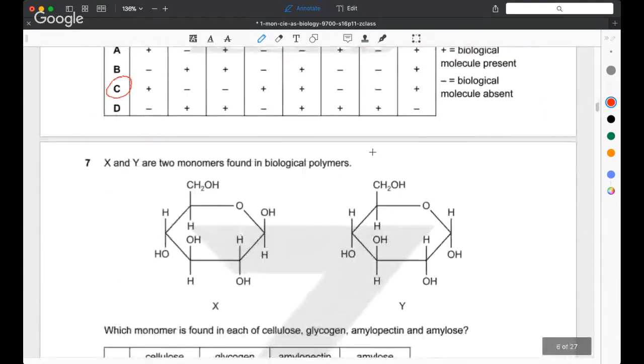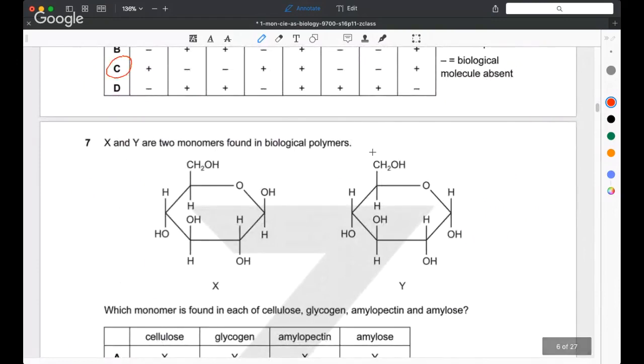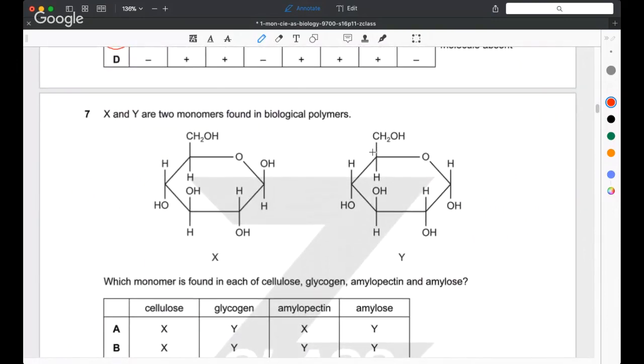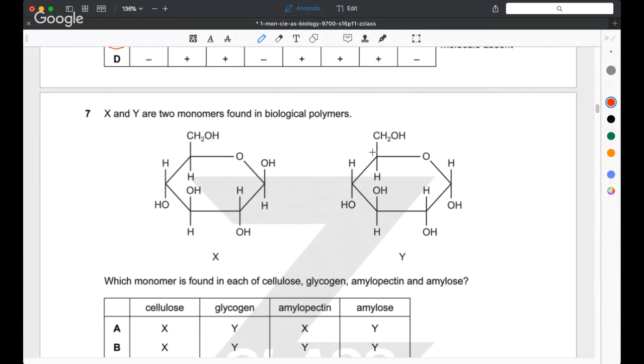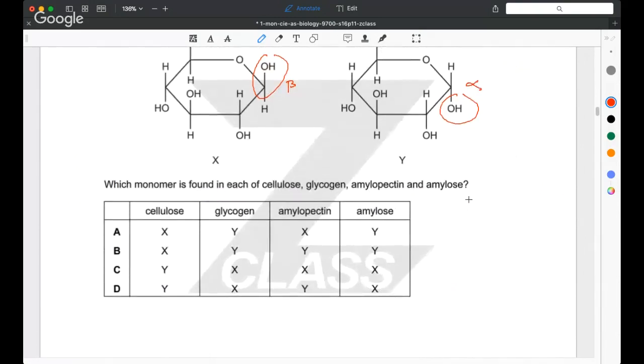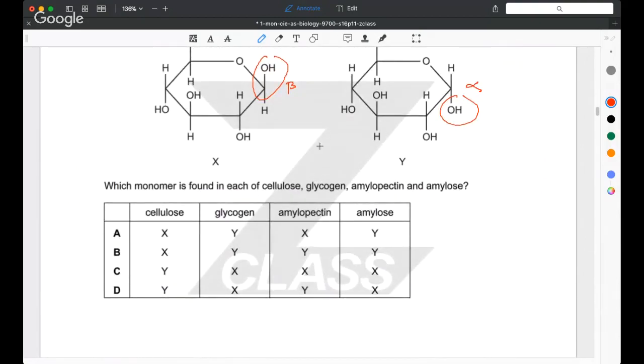Okay, so still going strong now with these biological molecules. These are 2 monosaccharides. This is the one we just looked at. This is the alpha glucose. This is beta glucose, and you can see the orientation of that alcohol group is different in the alpha glucose and the beta glucose. And you've then got to match up these polysaccharides and say which monomers are used in the building up of those polysaccharides.